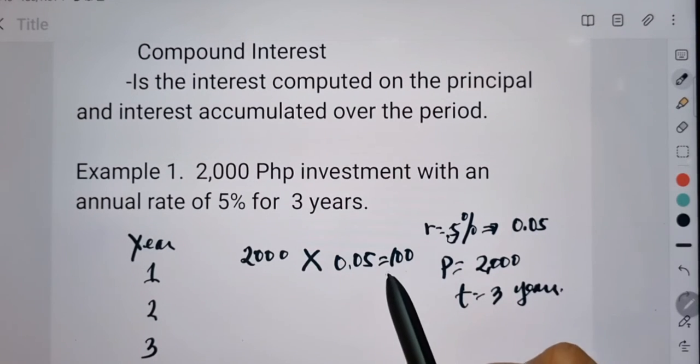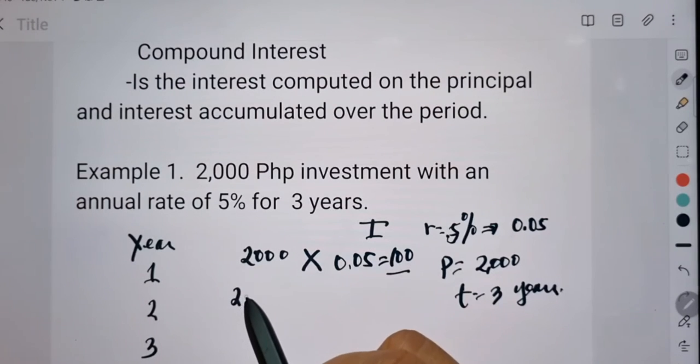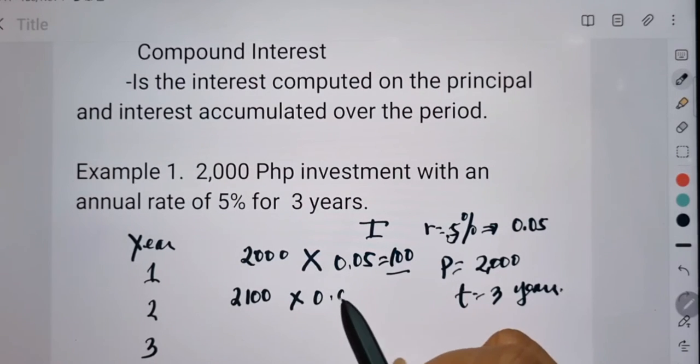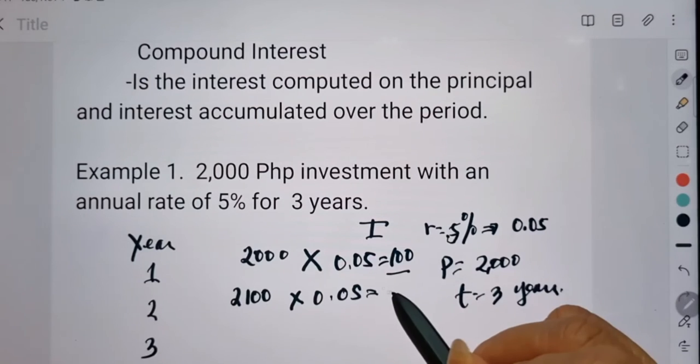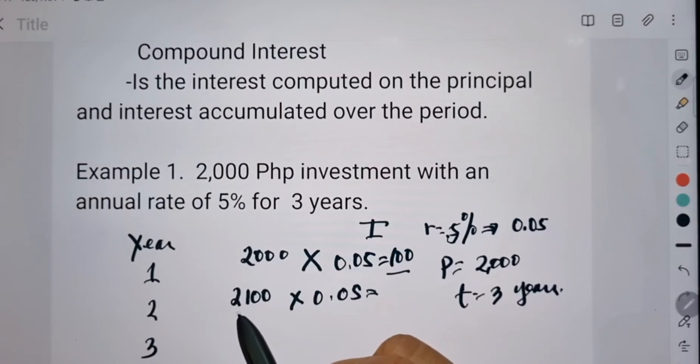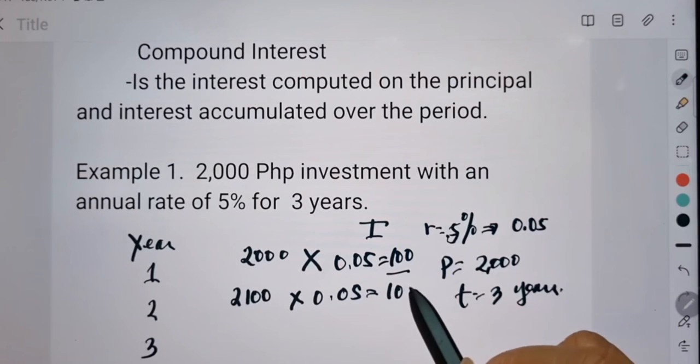Okay? So, ibig sabihin, 2,000 times 0.05, that is 100 pesos. That's your interest for 1 year. So, this is the interest for 1 year. Now, for the second year, magiging 2,100 na ang pera mo, yun na yung pagkukuhaan ng another 5%. So, pag i-times natin to, 2,100 times 0.05, magiging 105. So, ito ngayon ang interest mo for second year.